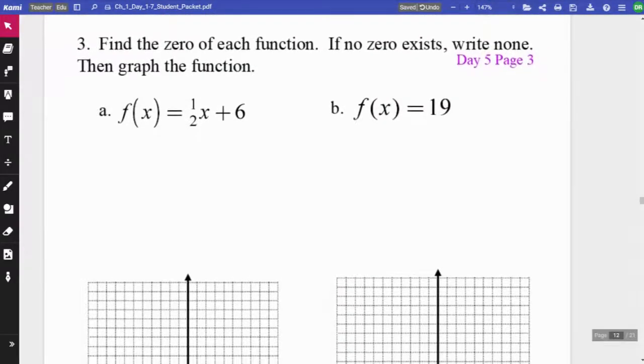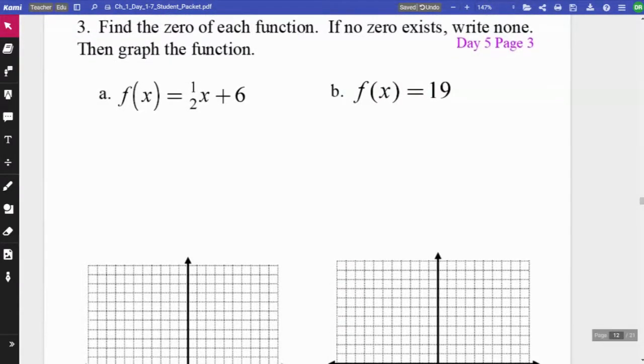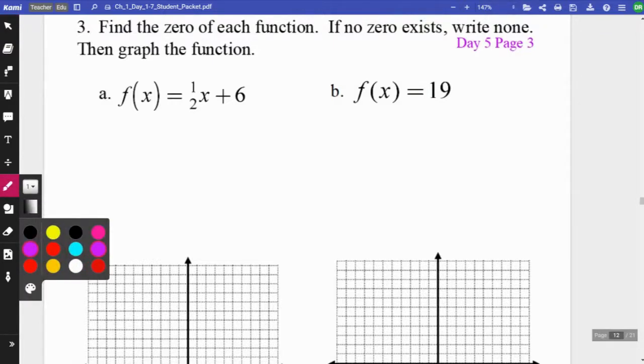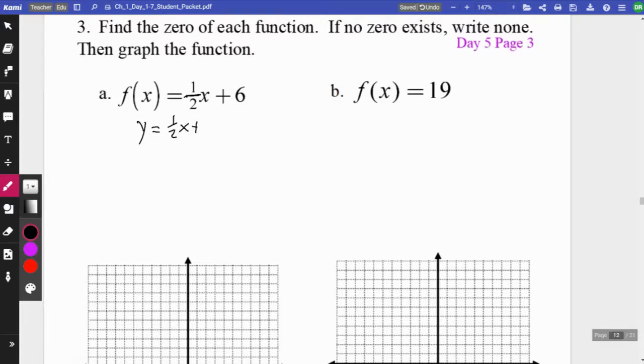Here are a couple more examples that are part of this section that are somewhat relatable. If you have a function and you're asked to find the 0, it means you're asked to find where it crosses the x-axis. So what that means is, this is almost in slope-intercept form. It's not, I mean, it's an f of x, but you could write it the same as slope-intercept form. So it'll be 1/2 x plus 6.